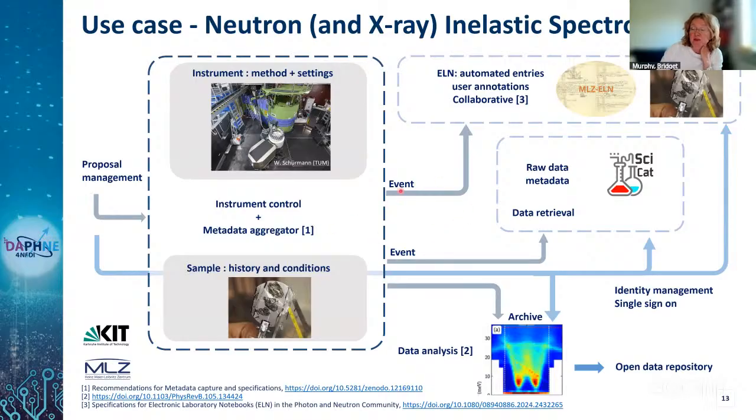And a number of events come out of this. First of all, the electronic logbook has automated entry, as well as user annotations. This is the MLZ electronic logbook. We also collect the data and save the data and the metadata, again, in the SciCAT system. And the sample at MLZ, the sample history has its own identity management, which is also recorded and can be collected through a single sign-on, which also allows you to access the archive, and the data analysis is fully recorded, and the data is also published in an open data repository.